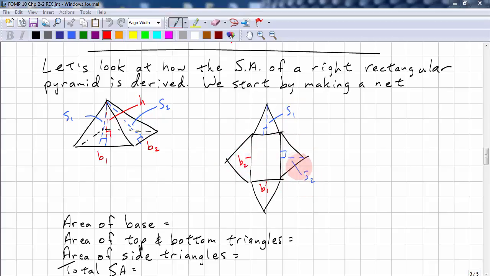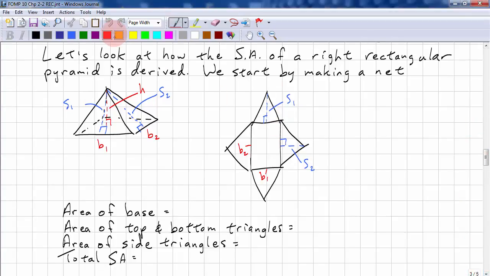B2 corresponds with slant 2, and B1 corresponds with slant 1. And now that we've got the net, it's much easier to calculate the surface area. So the area of the base is simply B1 times B2. And the area of the top and bottom triangles are 2 times, because there's 2 triangles, and then we use half base times height.